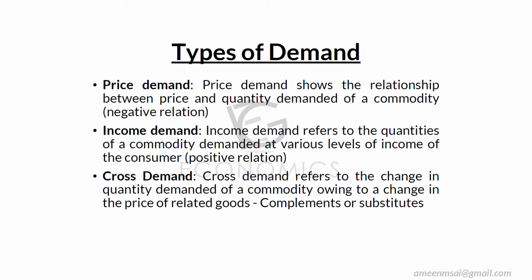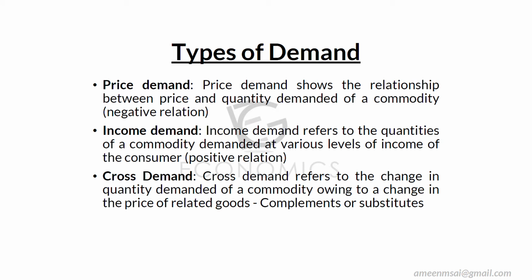There are basically three types of demand. The first one is price demand. The second one is income demand. The third one is cross demand. So what we have discussed till now is price demand, because we are measuring the relationship between price and quantity demanded.